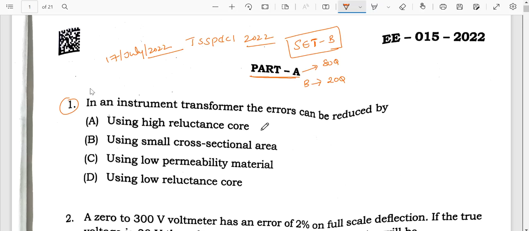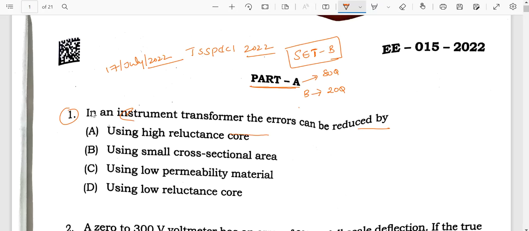So the first question is from instrumentation engineering, part A, the technical part. The question is: in an instrument transformer, the errors can be reduced by what? The errors can be reduced by using a low reluctance core. Why is it a low reluctance core, sir? Low reluctance means more flux, and more flux means the errors will be reduced. So the answer will be A for this question.